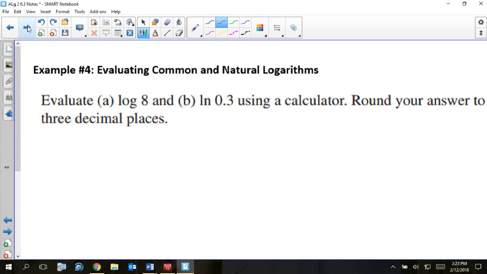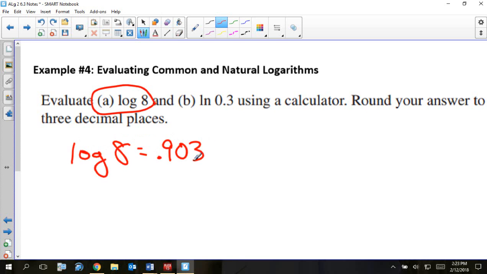Next is a calculator question, really simple, easy calculator question. It says evaluate, question A says log 8. What's the base? 10, because it's not there. So you can use your calculator, you just hit log, enter 8, and what'd you get? Just 0.9, it says 3 decimals.